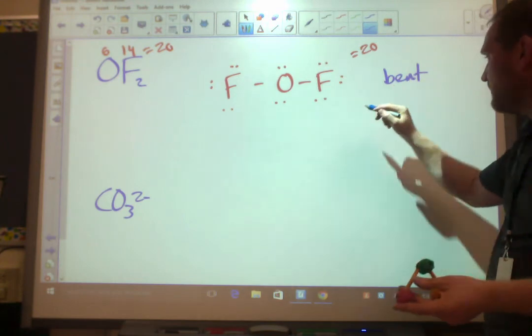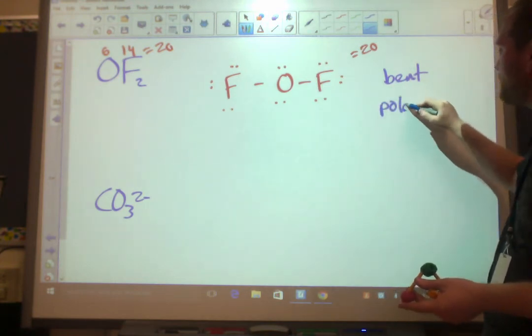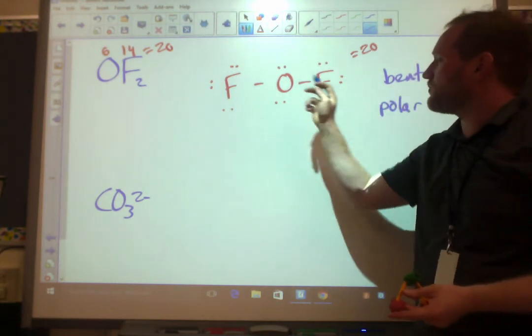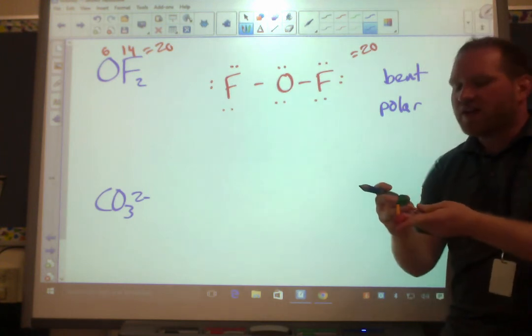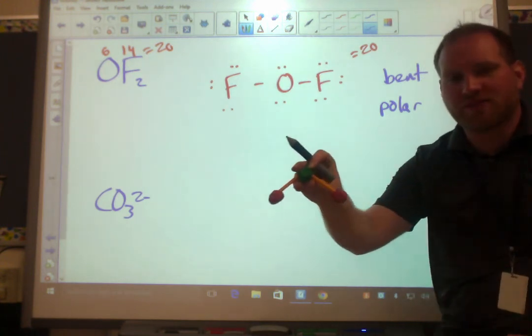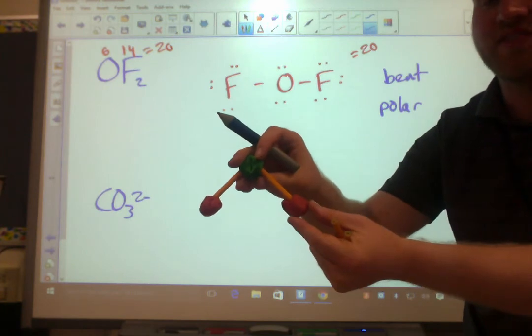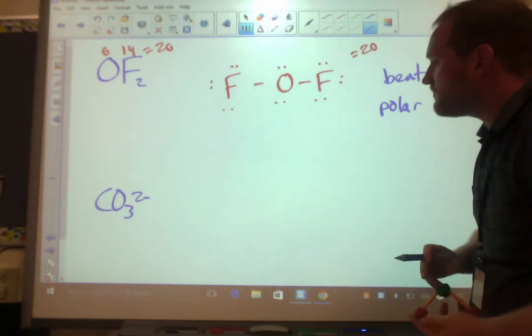And a bent molecule is always polar. A bent molecule is always polar because even though these are pulling with the same strength, they're no longer pulling in opposite directions. They're pulling in kind of skewed directions.